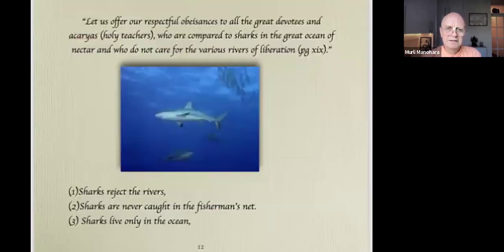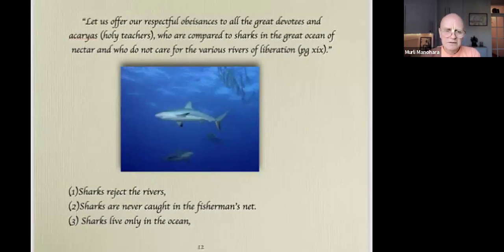And then we get to the next paragraph, or next verse. I'll read this one. Let us offer our respectful obeisances to all the great devotees and acharyas, holy teachers, who are compared to sharks in the great ocean of nectar, who do not care for the various rivers of liberation. So this is quite significant that Rupa Goswami here is presenting the nectar, or Bhakti Rasamrita Sindhu here.